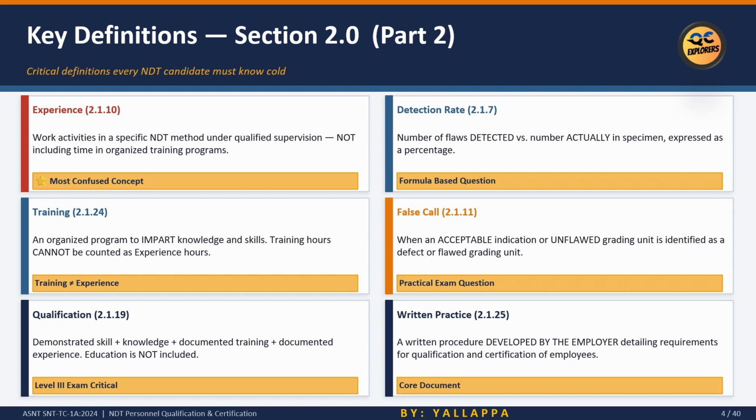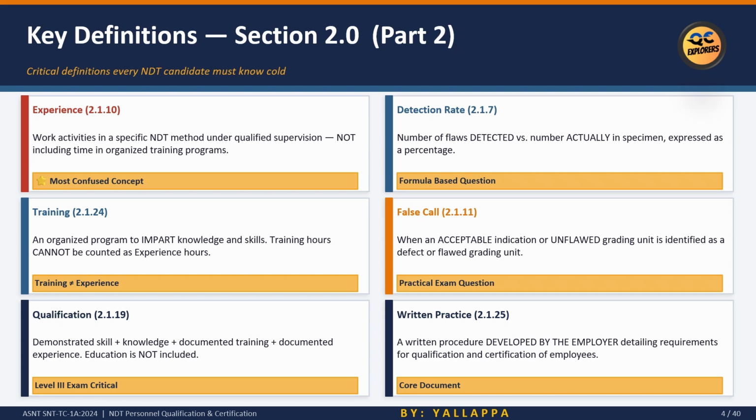Experience means actual work activities performed in a specific NDT method under qualified supervision. And very important, organized classroom training hours cannot be counted as experience hours. Training and experience are completely different. Training imparts knowledge and skills. Experience comes from field work. Qualification means demonstrated skill, documented training, documented experience, and knowledge. Notice carefully, education is not included in the definition.